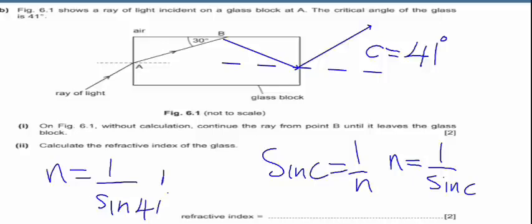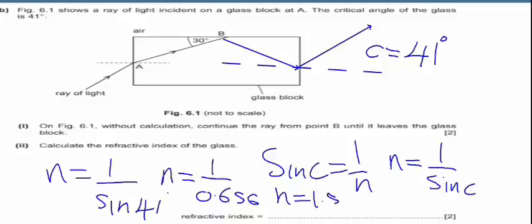Then refractive index is just going to be equal to 1 divided by sin 41. When I punch sin 41 on the calculator, I get 0.656. Then when I divide, I get the refractive index, which is going to be 1.5. In most cases, the refractive index of glass is just 1.5. So here our final answer is just going to be 1.5.